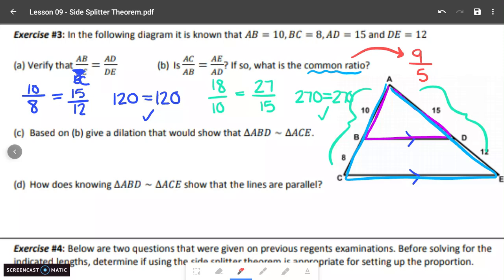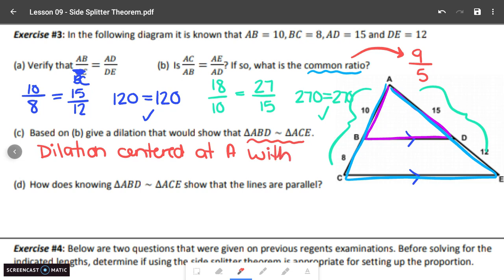That being said, give a dilation that would show the triangles are similar. Well, anytime we talk about a dilation, we need a center. So the point that does not move is A. So, dilation centered at A with the scale factor, which we call K, and I'm going to say 9 over 5. And if we were getting smaller, if we wrote 5 over 9, that's okay too.